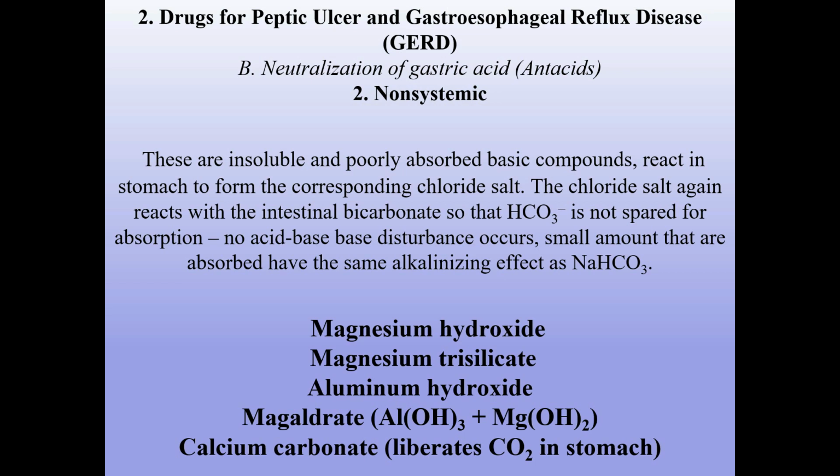The next, non-systemic antacids. These are insoluble and poorly absorbed basic compounds, which react in stomach to form the corresponding chloride salt. The chloride salt again reacts with the intestinal bicarbonate so that bicarbonate is not spared for absorption. No acid-base disturbance occurs. Small amounts that are absorbed have the same alkalinizing effect as sodium bicarbonate. Drugs: magnesium hydroxide, magnesium trisilicate, aluminum hydroxide, magaldrate, aluminum hydroxide plus magnesium hydroxide, calcium carbonate, which liberates CO2 in stomach.